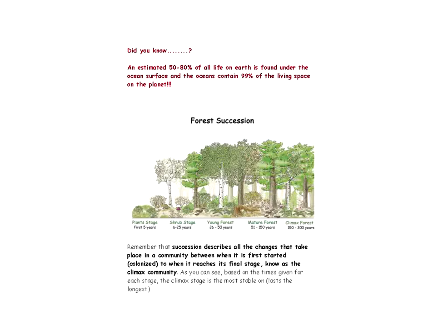Okay, you guys remember this word succession? Well, what does that mean again? Succession describes all the changes that take place in a community between when it first started out, in other words, plants start colonizing the area, to when it reaches its final stage known as the climax community. Now, as you can see, based on the different times that are given here, the climax stage is the most stable and lasts the longest.